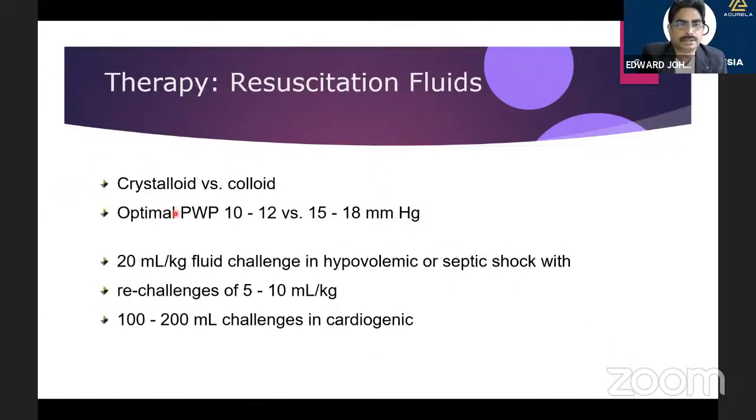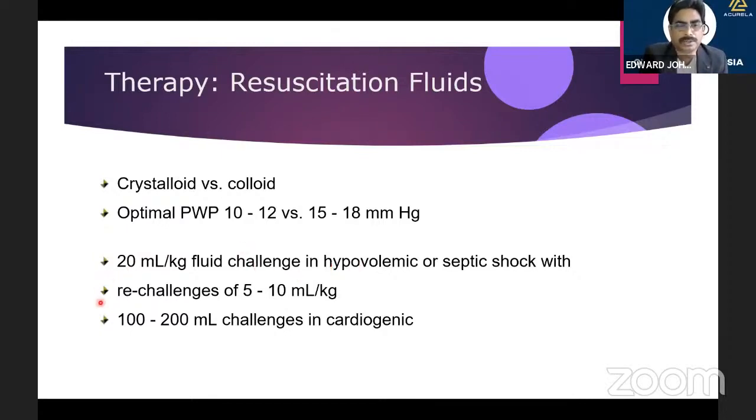So for the resuscitation, you have to give crystalloid or colloid. There is a controversy, but the crystalloid is preferable. Then optimal pulmonary capillary wedge pressure is 10 to 12 or 15 to 18. There is a controversy. Then you do a fluid challenge. That is, fluid challenge is 20 ml per kg fluid, or 250 ml should be given in 10 minutes. Then you look for a rise in stroke volume. In olden days, we would look for the rise in systolic blood pressure of 10%. But now they say you have to look for the stroke volume rise of 10 to 15%.